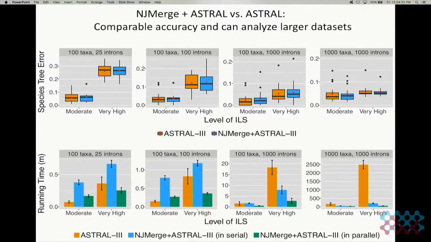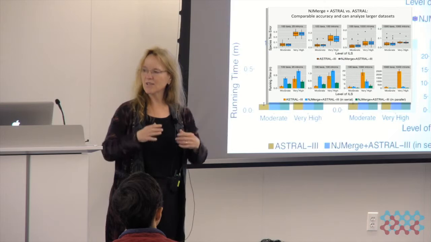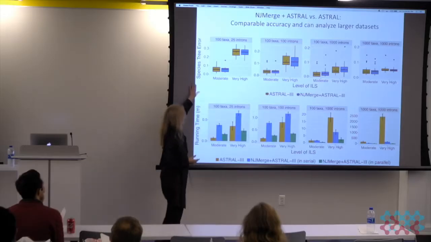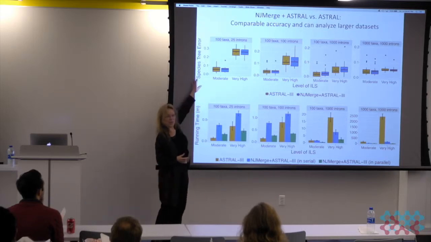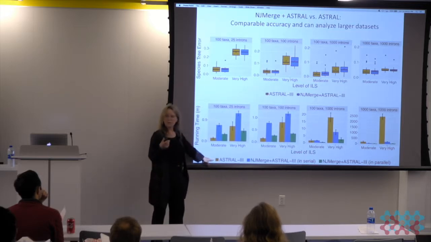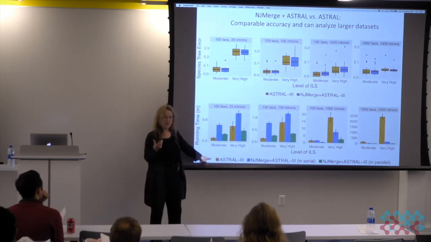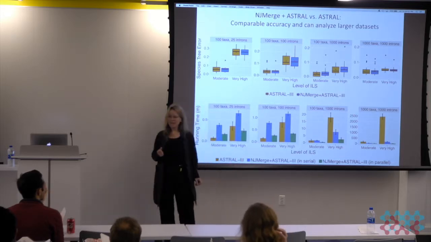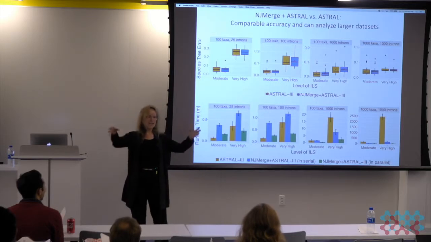So here's what's going on. We have species tree estimation with two different levels of incomplete lineage sorting, which lead to different amounts of heterogeneity, and we're trying to reconstruct the species tree. The top thing is error, the bottom thing is running time. Here you want it to be low, here you want it to be low. What's being compared is Astral. Remember I showed you what Astral does. It's a species tree method. And it's Astral by itself or within NJ-merge. NJ-merge is dividing into subsets, running Astral on subsets, and then merging those trees together.